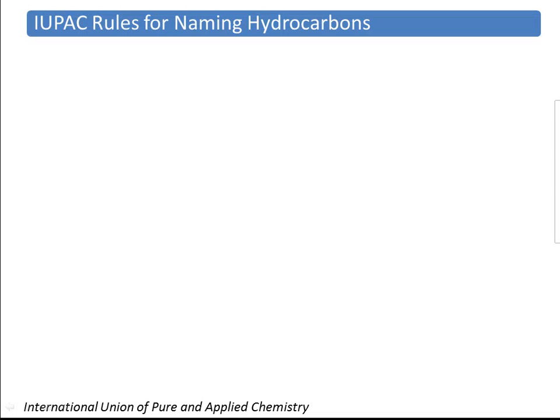Right, welcome back. We are now going to look at the detailed IUPAC rules for naming hydrocarbons. What does the prefix IUPAC stand for? It stands for International Union for Pure and Applied Chemistry.